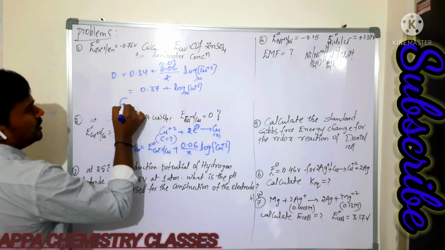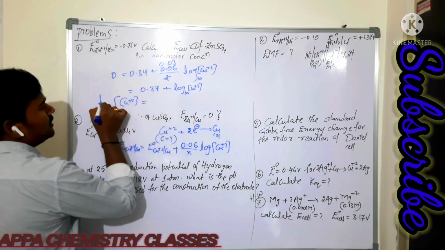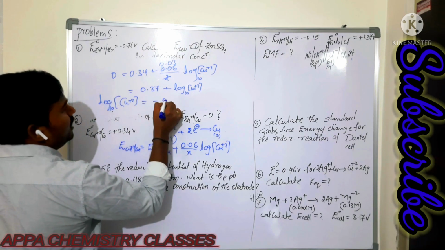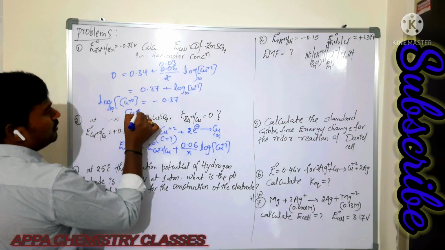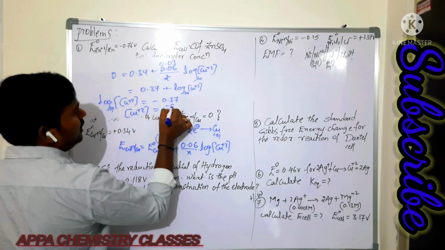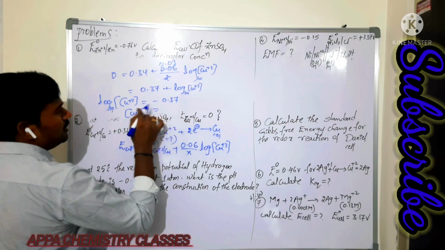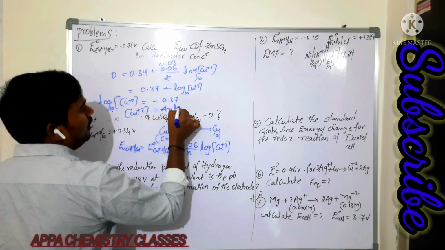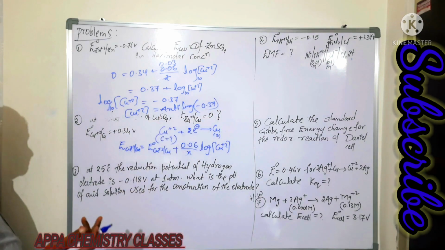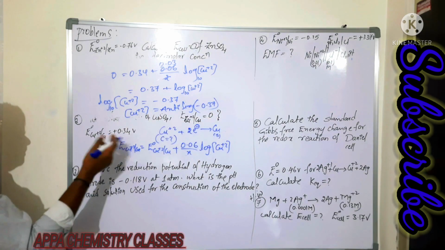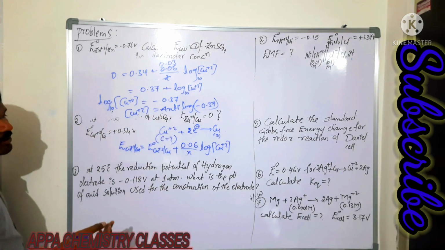So from this, the copper plus 2 ion concentration: log base 10 of Cu plus 2 ion concentration is equal to minus 0.37. So this base 10 goes to the other side, then the copper plus 2 ion concentration becomes 10 power minus 0.37, or the anti-log of minus 0.37. That value they will give in the question. Even if they have not mentioned it, you can do that. Mostly they will mention that value. We have to substitute that value and we will get the answer.